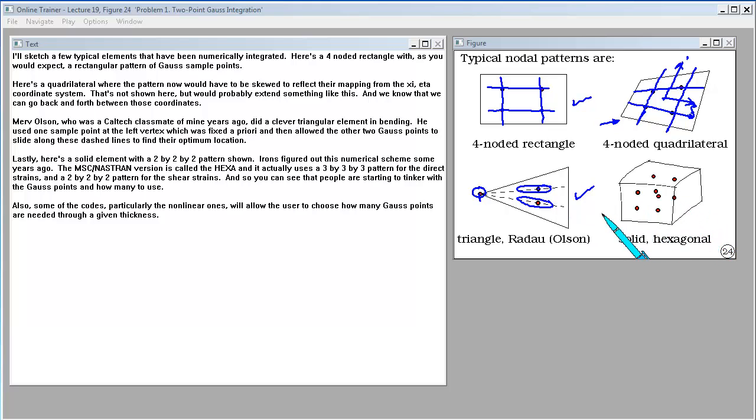Lastly, here's a solid element with a 2 by 2 by 2 pattern shown. Irons figured out this numerical scheme some years ago. The MSC Nastran version is called the hexa, and it actually uses a 3 by 3 by 3 pattern for the direct strains and a 2 by 2 by 2 pattern for the shear strains. And so you can see that people are starting to tinker with the Gauss points and how many to use. Also, some of the codes, particularly the nonlinear ones, will allow the user to choose how many Gauss points are needed through a given thickness.